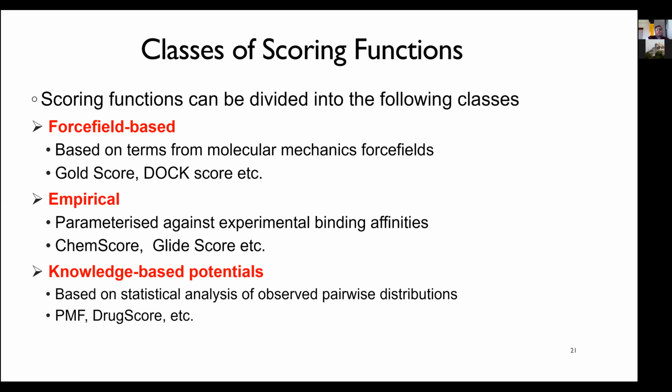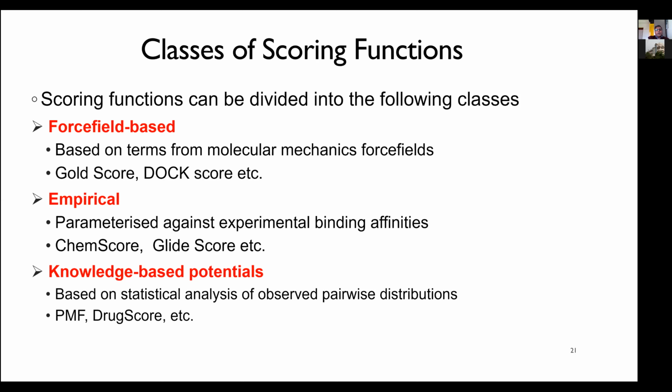Okay, now scoring functions can be divided into 3 types. One is force field based, another is empirical, and the third is knowledge based potentials. Now, force field based is based on terms derived from molecular mechanics force fields. GoldScore and DOCKScore are examples of force field based scoring functions.